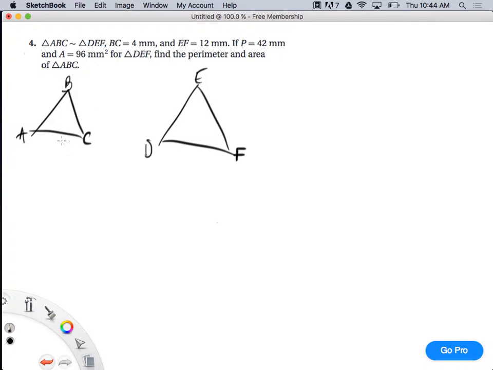All right. It says BC is 4 and EF is 12. It says for triangle DEF, the perimeter is 42 millimeters and the area is 96 millimeters squared. Okay. Find the perimeter and area of ABC.